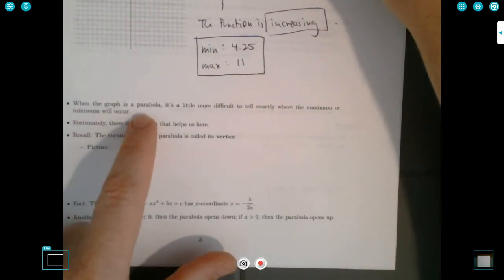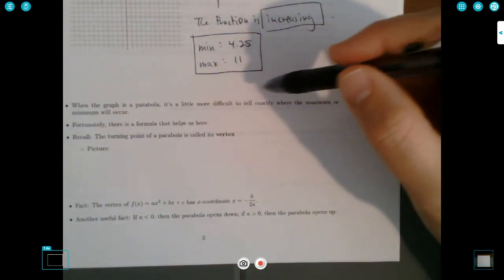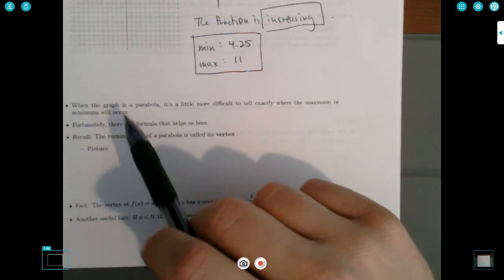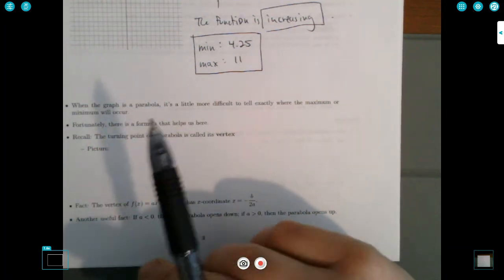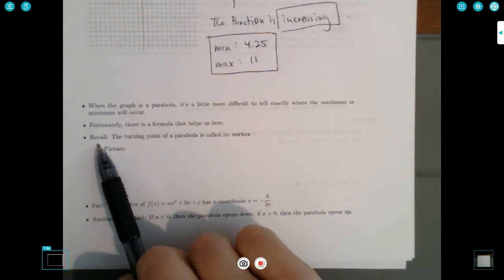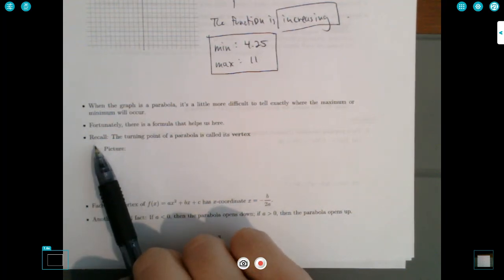But of course, if the graph is not a straight line, like if it's a parabola, then it's more difficult to tell exactly where the maximum or minimum will occur. If you just try to plot a bunch of points, you might miss it, because it might take place at like 4.2 or something that you would never guess to plug in. Fortunately, there is a formula that helps us here. You may recall it from your algebra days, and if you don't, don't worry about it, because we're about to review it.